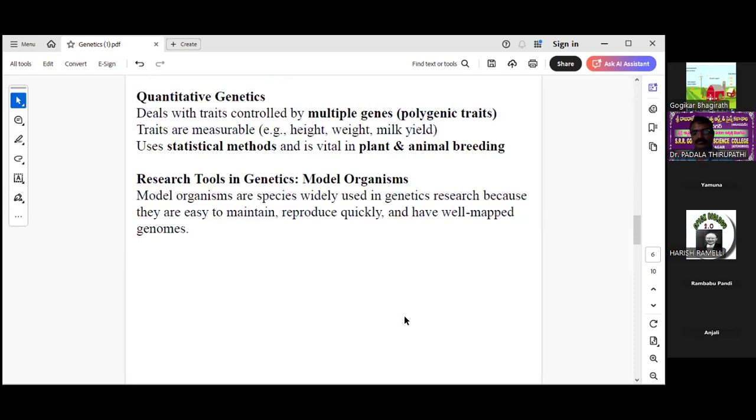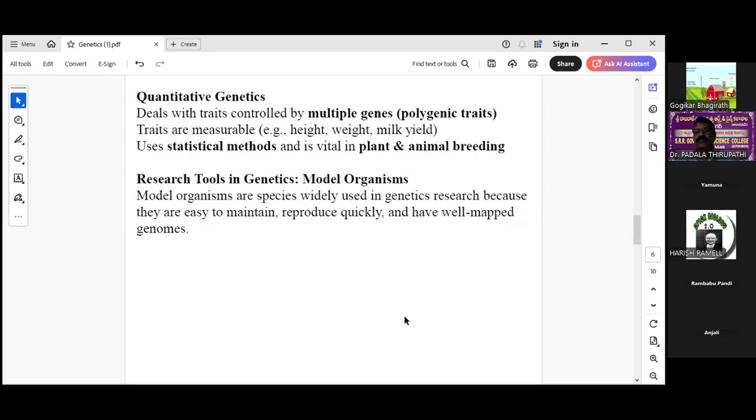Okay, another one is quantitative genetics. It deals with traits controlled by multiple genes, that is polygenic traits. So a number of genes influence a particular phenotypic character, and how the traits are measurable. For example, height of the stem, weight of the particular organ, or how much milk yield. It uses statistical methods, and it is vital in plant and animal breeding. That is called quantitative genetics.